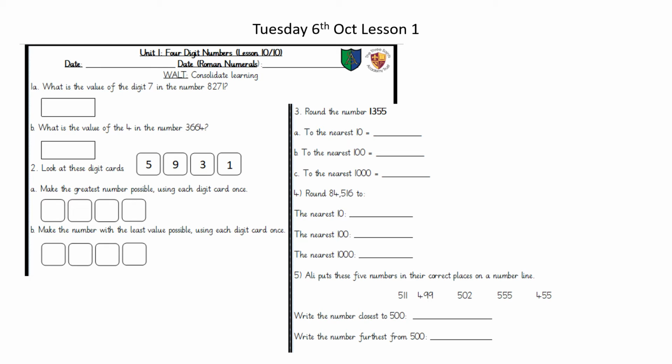Number 5, Ali puts these 5 numbers in their correct places on a number line. Write the number which is closest to 500 and write the number which is furthest away from 500. Have a little think how you'll solve that. You might use a number line. You might also need to use column addition or column subtraction. You might count on. Think about what your preferred method is and why. Good luck!